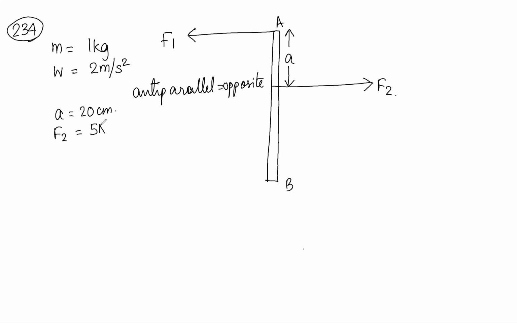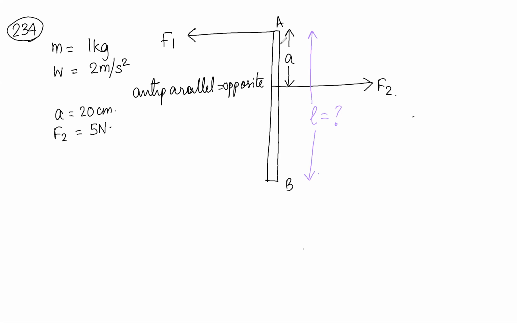So a lot of information is given. It's asking you to find out the length of the rod. So what is it asking us to find out? It wants us to find out what is the value of L, what is the length of it. Okay, so how do you solve this question?